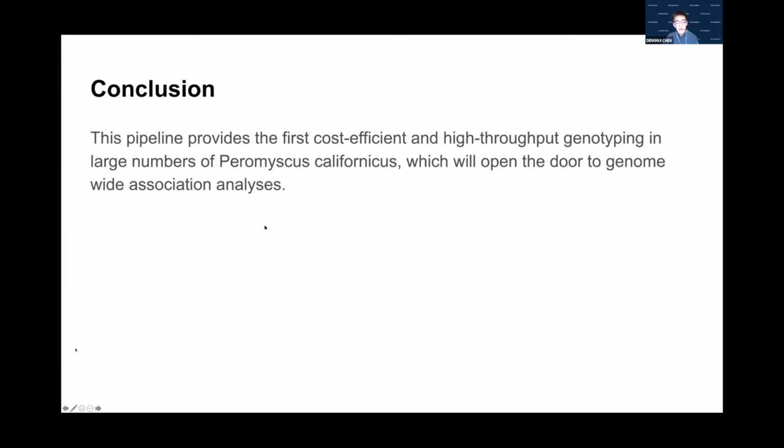With that being said, here's the conclusion. This is probably the very first cost-efficient and high-throughput genotyping pipeline for Peromyscus californicus. And it allows us to open the door to genome-wide association analysis for this species in the future. And yeah, that should be all.